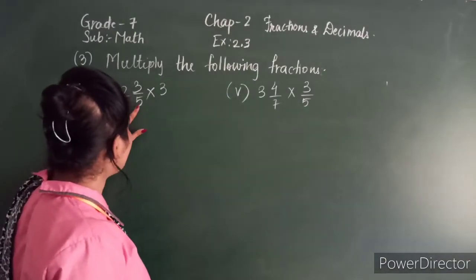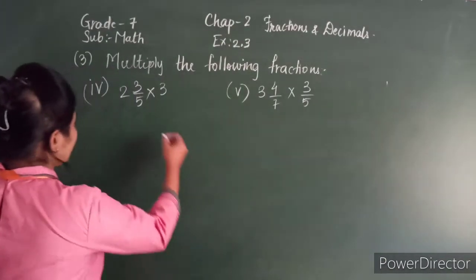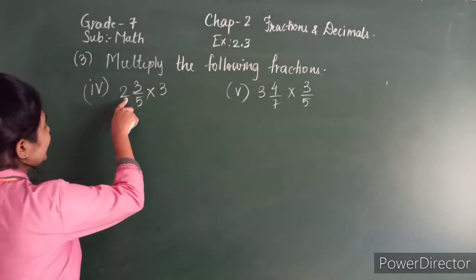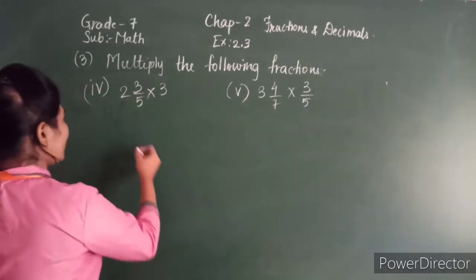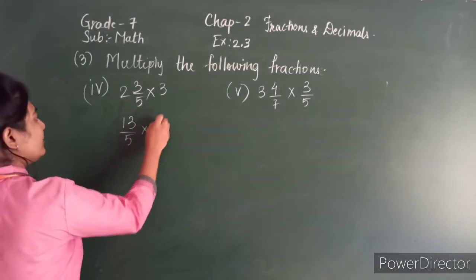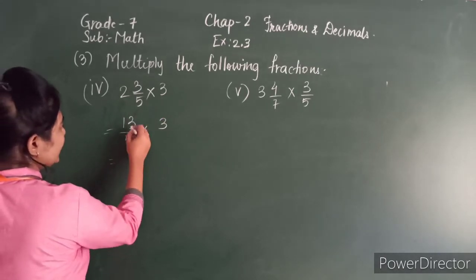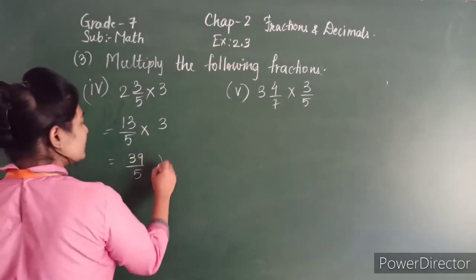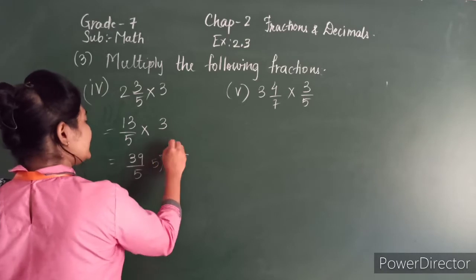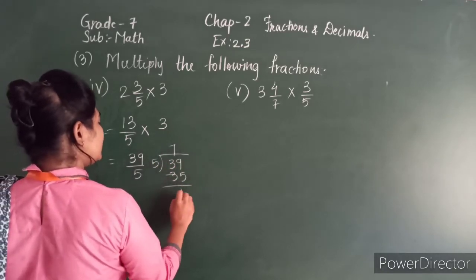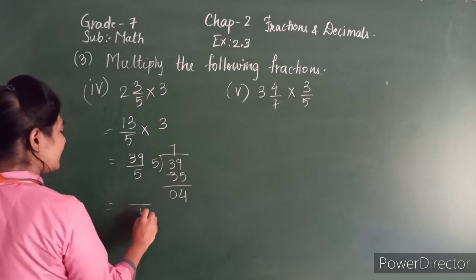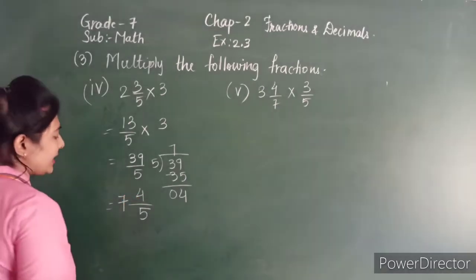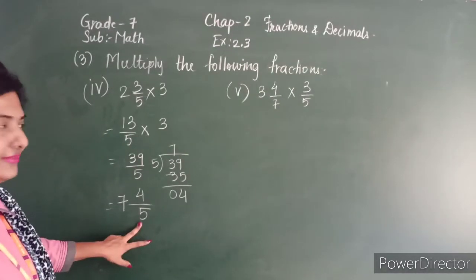Now number 4, 2 3 by 5 into 3. So here this number is given in a mixed fraction form, so we have to convert this number. So 2 5s are 10, 10 plus 3 that is 13 upon 5. Here we have to write 3. So 13 3s that is 39 upon 5. So here the numerator is greater than denominator, so we have to convert this. So 5 7s that is 35. So here 4 is the remainder. So we have to write 5 in the denominator, and this 4 we have to write in the numerator, and this 7 we have to write on the side. So our answer is 7 4 by 5.